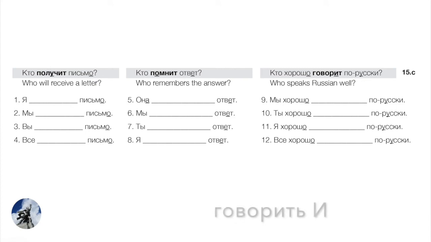It's going to show stem stress everywhere. Okay, finally, let's use говорить, to speak. Кто хорошо говорит по-русски? Who speaks Russian well? Мы хорошо говорим по-русски. This is an end stress verb. Next we have ты. Ты хорошо говоришь по-русски. Ты говоришь, again, end stress. Number 11. Я хорошо говорю по-русски. And number 12. Все хорошо говорят по-русски. Все, everyone, all the people. Remember again that все is plural in Russian. It means literally something more like all people, as opposed to the English everyone, which is singular.